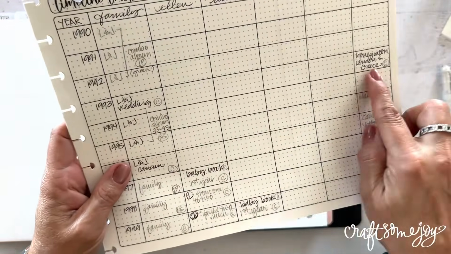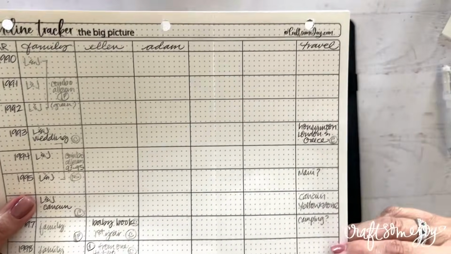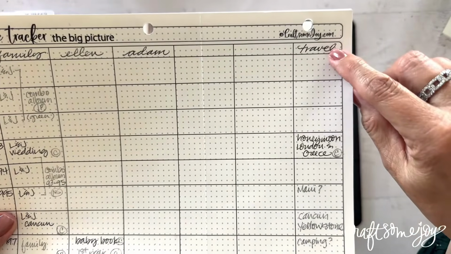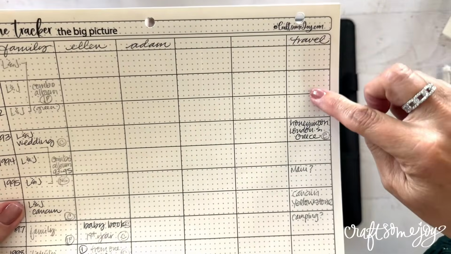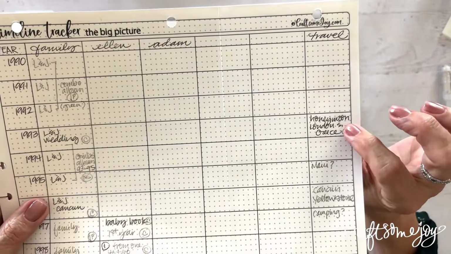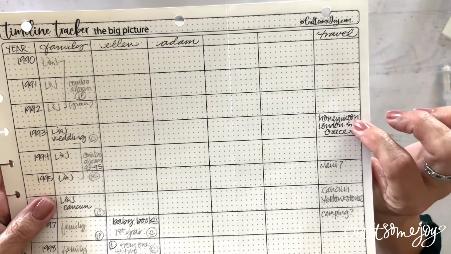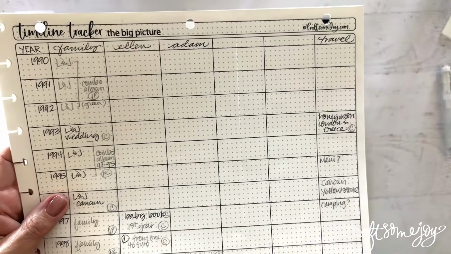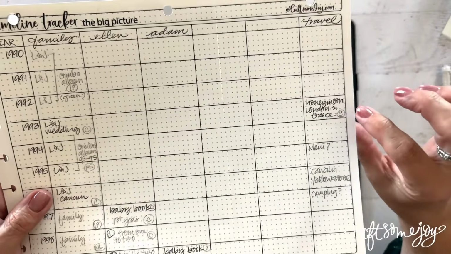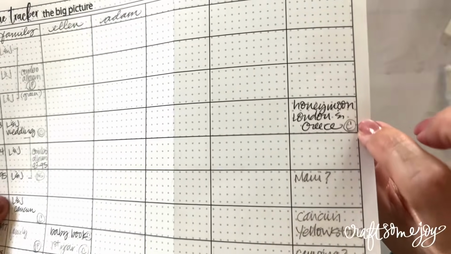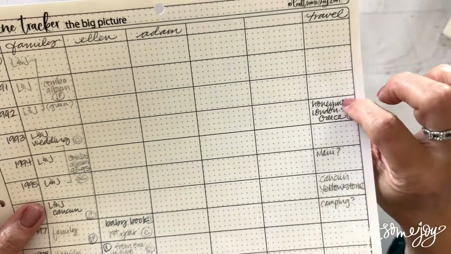Now, across here in my last column, I did a travel column. So you see travel up here. So this was one of my very first travel albums I did for the two of us, and it was our honeymoon. And that was in London and Greece. So it has a little C on there, so that's complete as well.